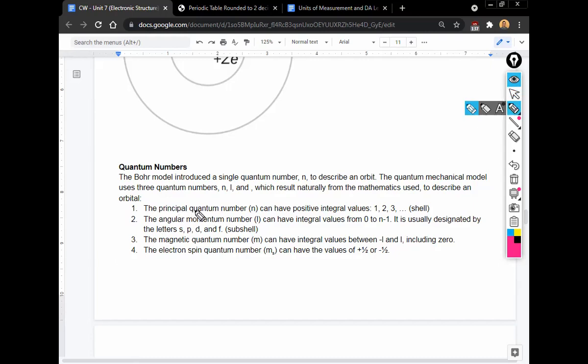I'll just let you guys know, even I don't memorize these. I just remember the letters N, L, M, and MS. So the first quantum number, N, can have positive integral values, which means positive whole numbers. It can be 1, 2, 3, and it tells you which shell that electron is in. Like I said, every electron in an atom has a unique set of 4 quantum numbers. The N number is going to tell you what shell it's in.